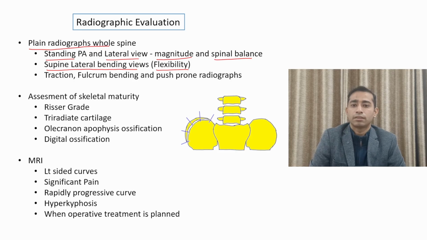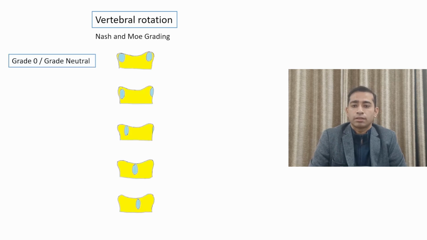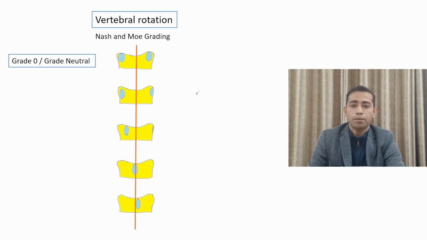MRI in adolescent idiopathic scoliosis is indicated in case of left-sided curves, significant pain, a rapidly progressive curve, hyperkyphosis, or when operative treatment is planned. Coming to the vertebral rotation grading, it is done through the Nash and Moe grading system. It is graded as grade 0 when the pedicles are symmetrical and equidistant from the center.